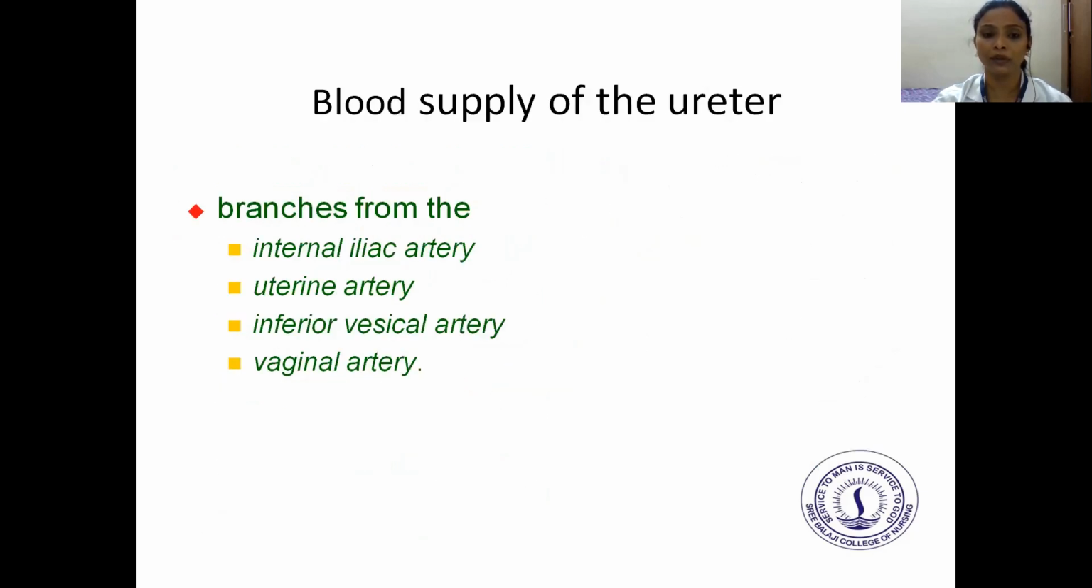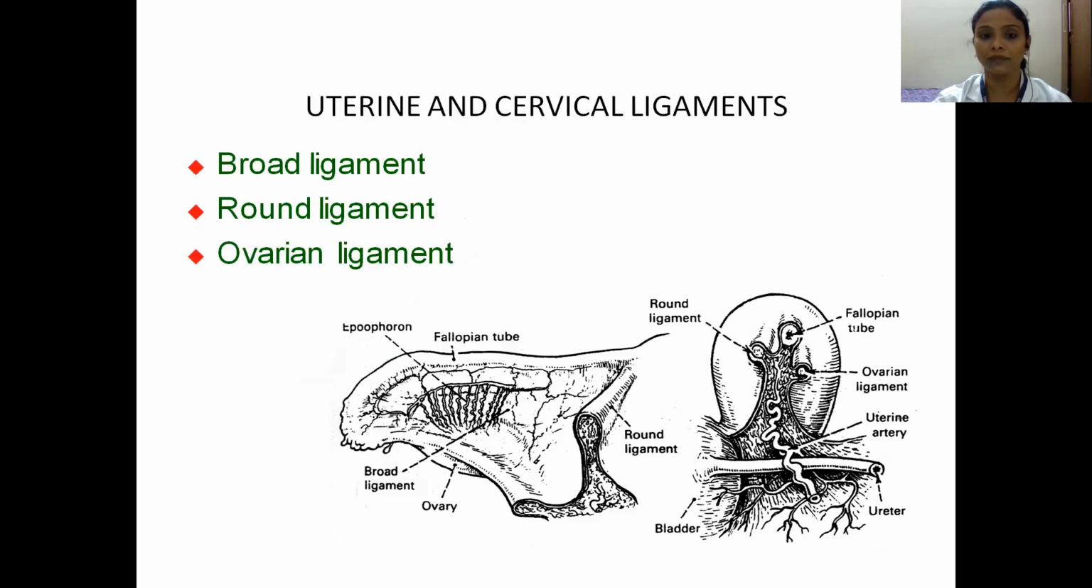Next is the blood supply to the ureter. The ureter gets its blood supply from branches of the internal iliac artery, uterine artery, inferior vesical artery, and the vaginal artery. Next is uterine and cervical ligaments.